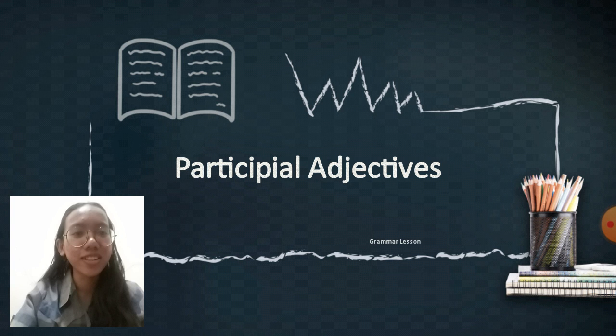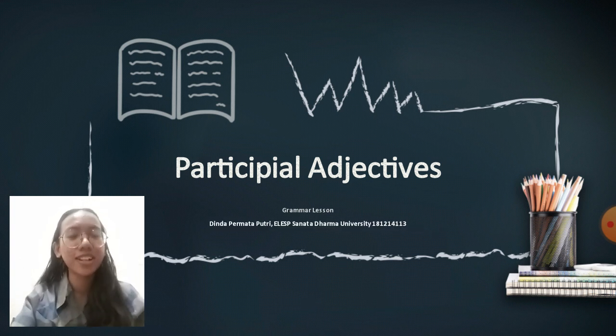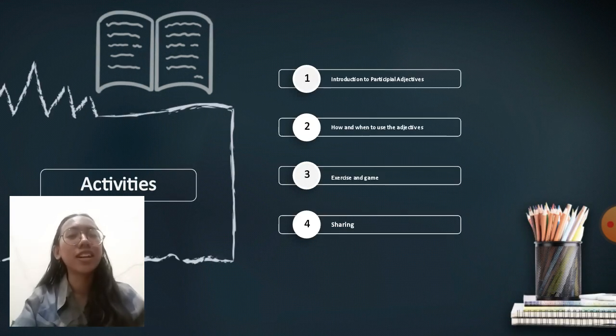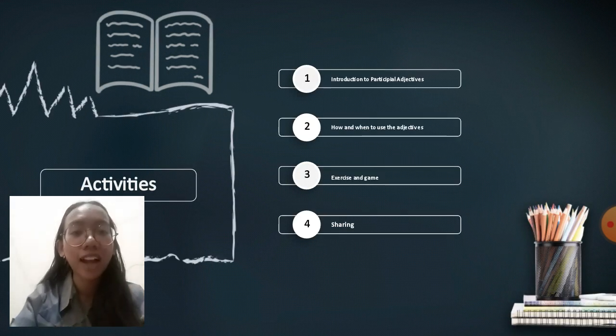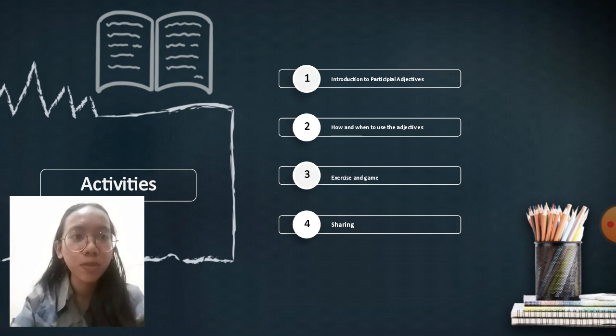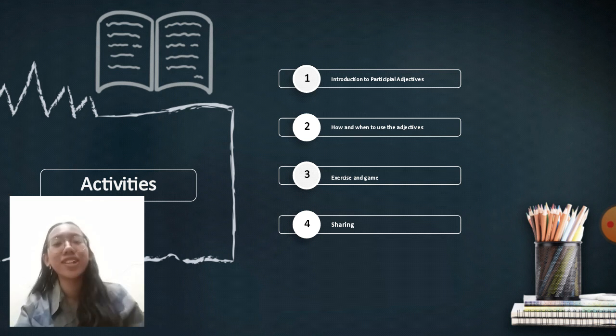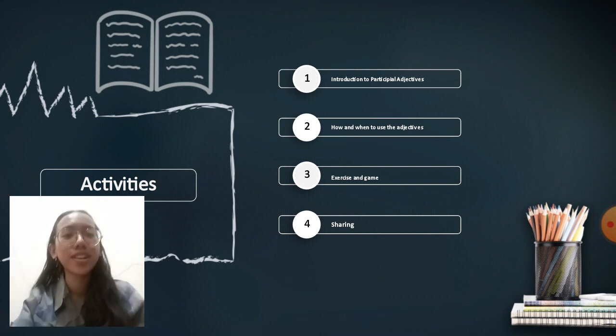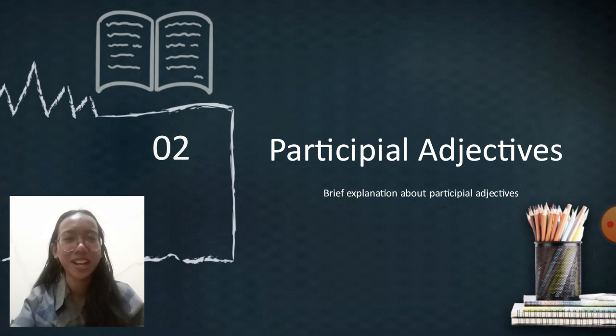Today we're going to discuss participial adjectives. In today's grammar lesson, we will talk about this briefly. So let's discuss the activities that we're going to have. The first one is introduction to participial adjectives, which we already did. The second is how and when to use the adjectives. Then exercise. And the last one is sharing. Okay, let's move to the second activity.